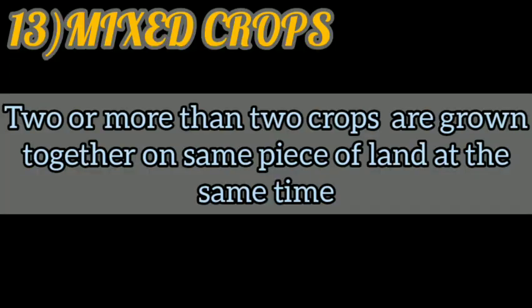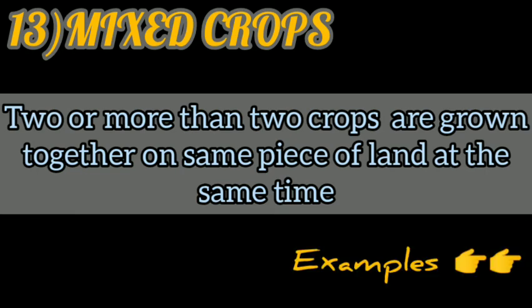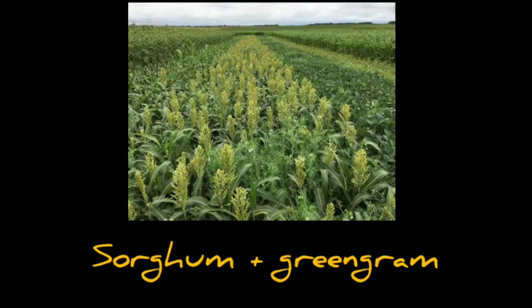13th one, mixed crops. Two or more than two crops are grown together on the same piece of land at the same time. Examples: sorghum and green gram.